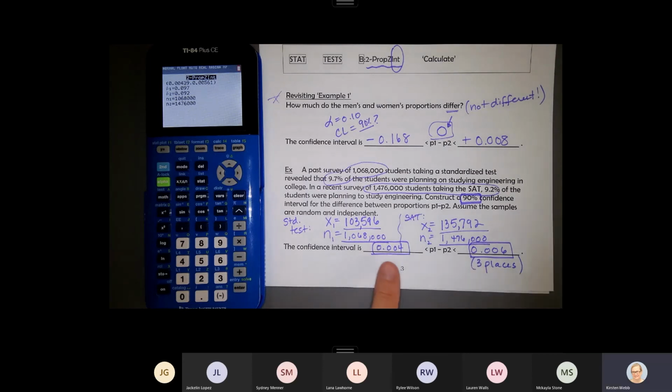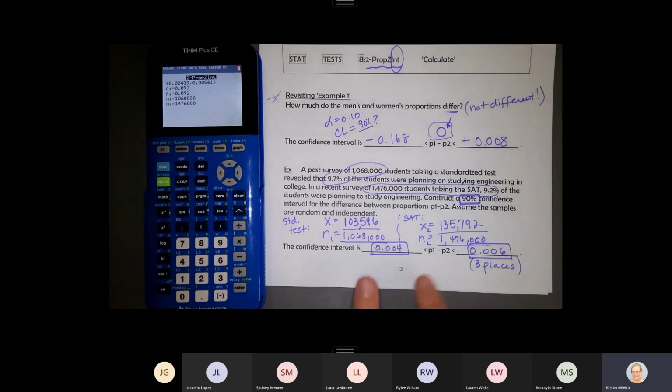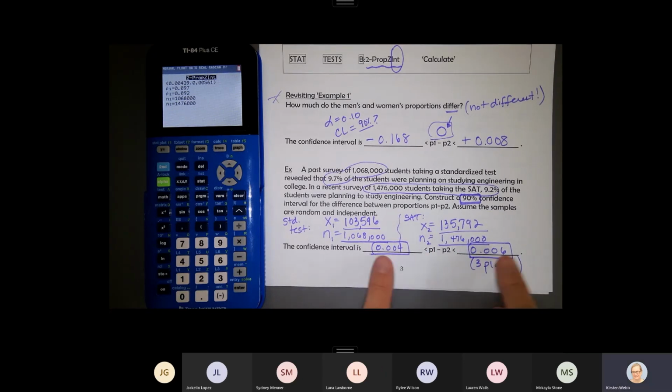So remember we said if they have the same sign, that means that there was a difference. And now we know exactly how different these proportions are. They're somewhere between 0.0046 and 0.004. Can see that that's kind of centered around 0.005. So pretty small numbers. They're just a tiny bit different.